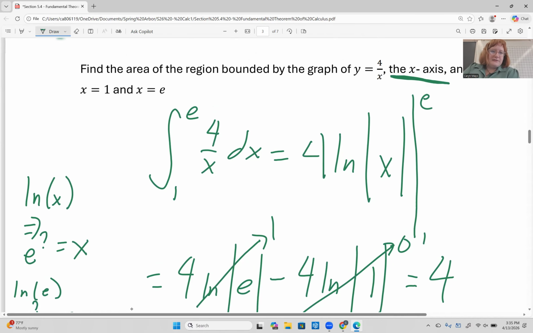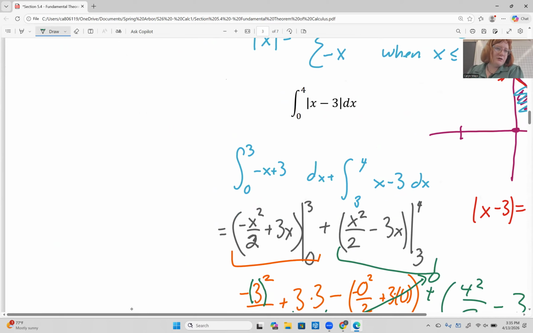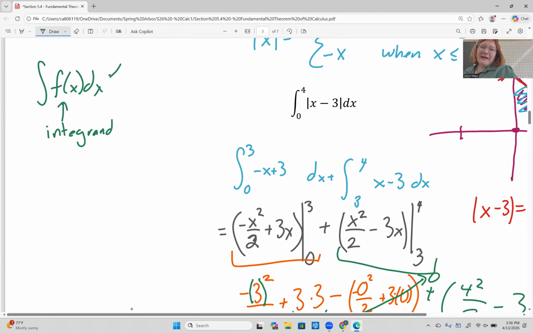The part inside, let me just make a new function. f of x dx. The function inside has the name integrand. And the dx, the x on the dx, is our variable of integration. What the thing on the end is doing is very similar to our derivatives, right?